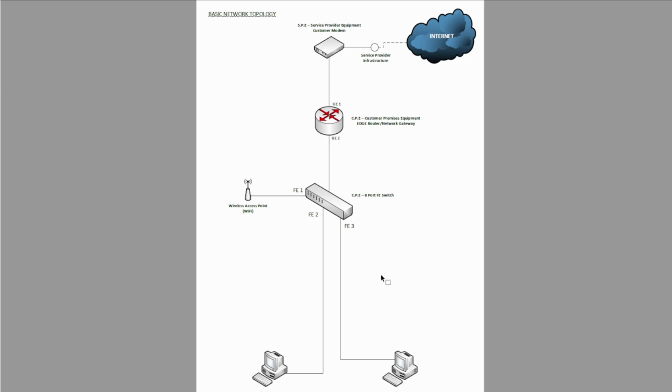Generally, with your home network, your internet service provider tends to give you one device that functions as your modem and your router and your switch and your Wi-Fi, all four of these devices. And it's going to look something like this.